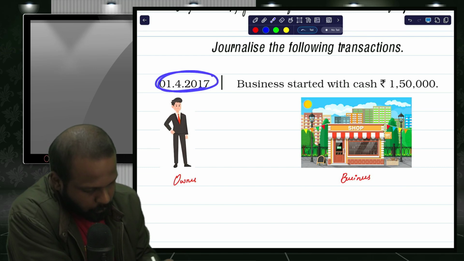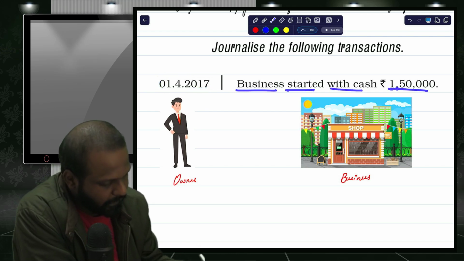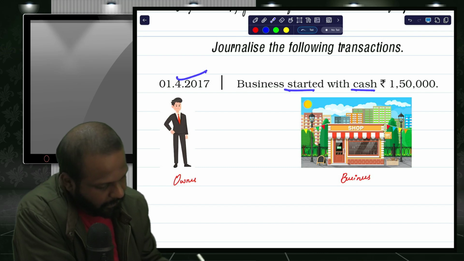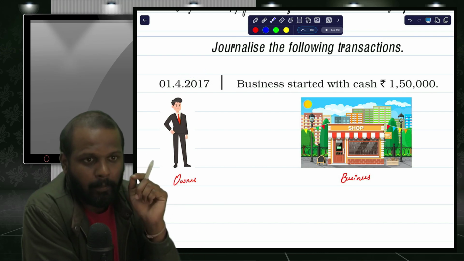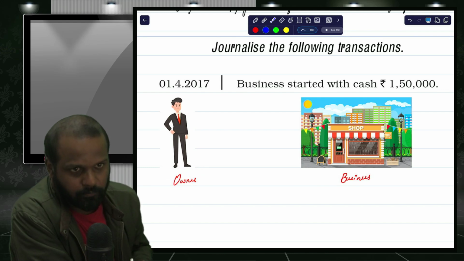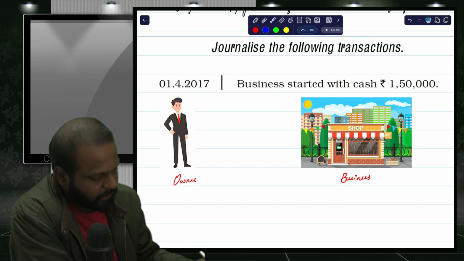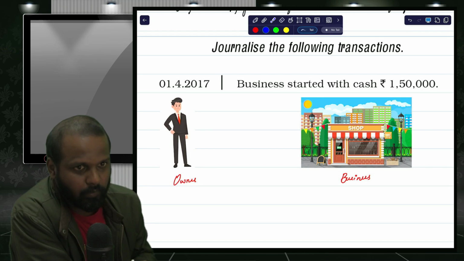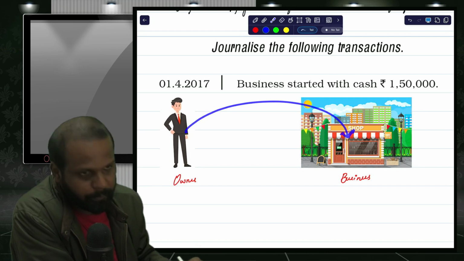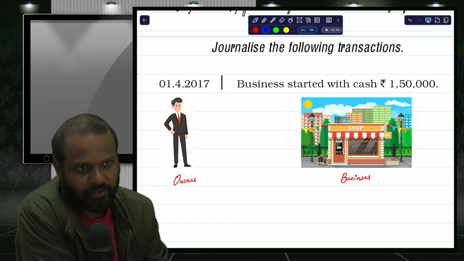On 1st April 2017, business started with cash of rupees 1,50,000. On 1st April, we started business with a cash of rupees 1,50,000. Now we know that a person who is going to start the business is called the owner. So the owner has started one particular business with cash of rupees how much? 1,50,000. So the owner has introduced money into the business. He has invested money into the business. And how much money has he invested? 1,50,000 rupees he has invested in the business.